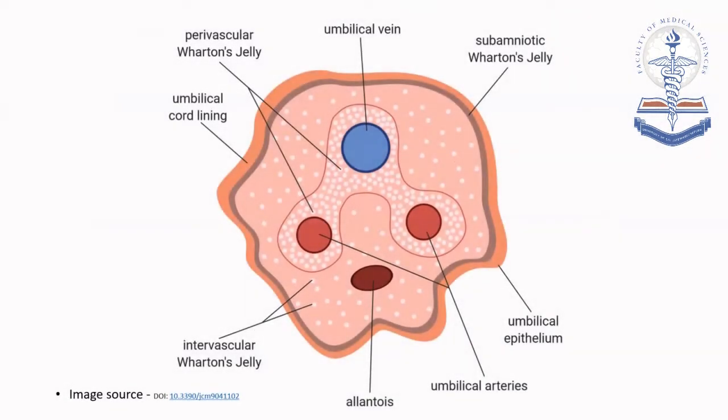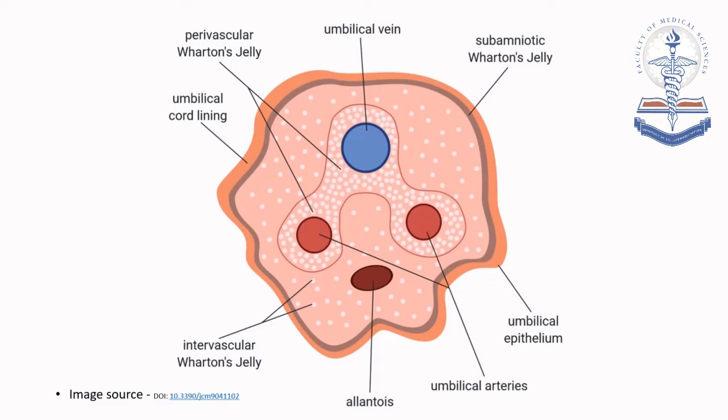Let's have a look at the structure of the umbilical cord. The umbilical cord is covered by the umbilical epithelium. Inside the umbilical cord, we have the connective tissue called Wharton's jelly. Embedded in the Wharton's jelly, we have a single umbilical vein and two umbilical arteries. Also, we have the residual allantois embedded in this Wharton's jelly.